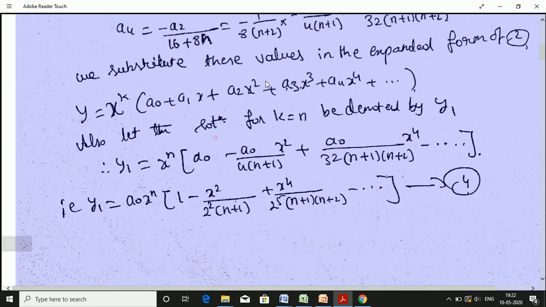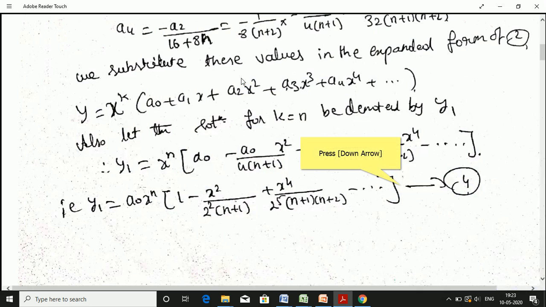Equation 2 in expanded form is y is equal to x power k into (a naught plus a1 x plus a2 x square plus a3 x cube plus a4 x power 4 plus dot dot dot). Also, let the solution for k is equal to n be denoted by y1. Hence, y is y1 for k is equal to n: x power n into a naught, a1 value is 0, a2 is minus a naught divided by 4 into (n plus 1) into x square, a3 is 0, plus a4, whose value is a naught divided by 32 into (n plus 1) into (n plus 2) into x to the power of 4, minus dot dot dot.